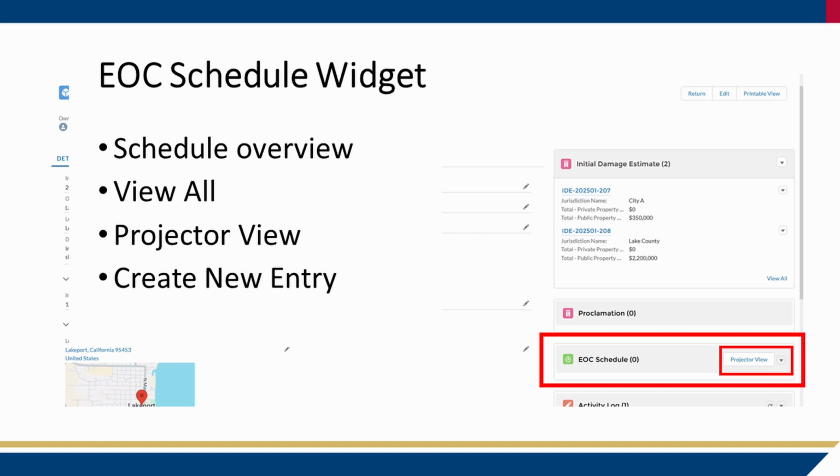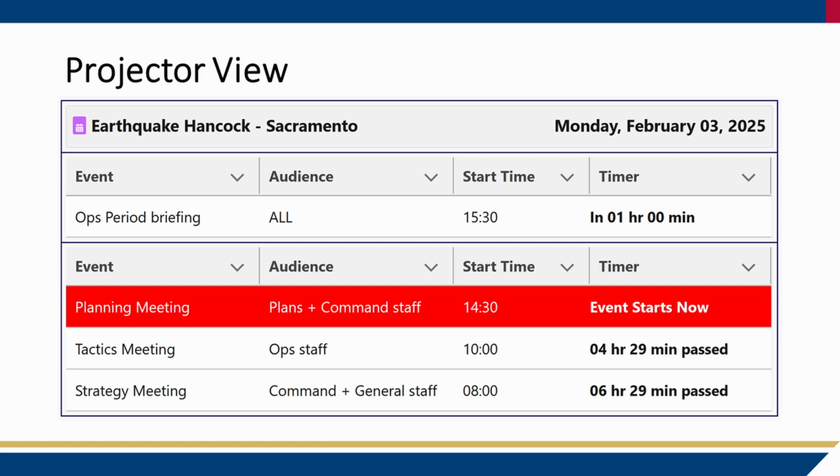As with other widgets, you can create a new schedule entry by clicking on the downward-facing triangle button on the far right. The projector view opens a new browser tab. It shows the upcoming 5 meetings and the past 3 below.